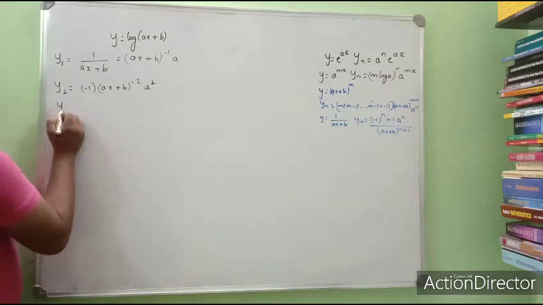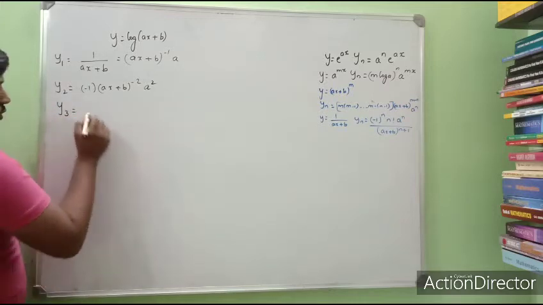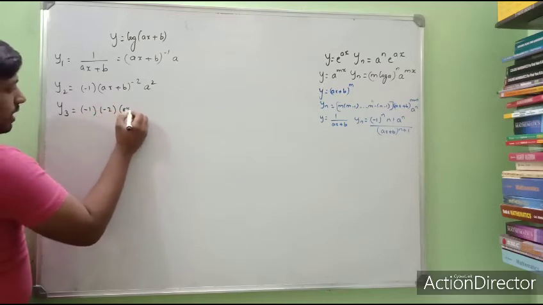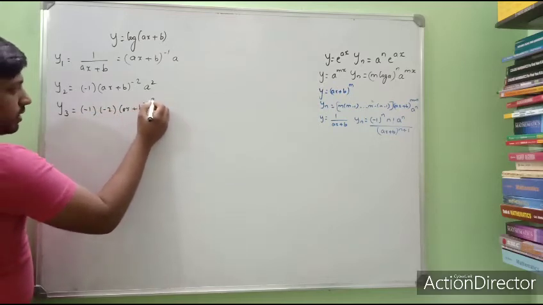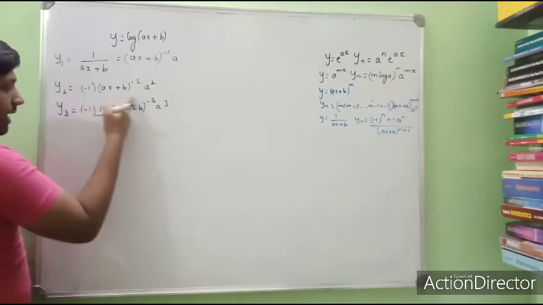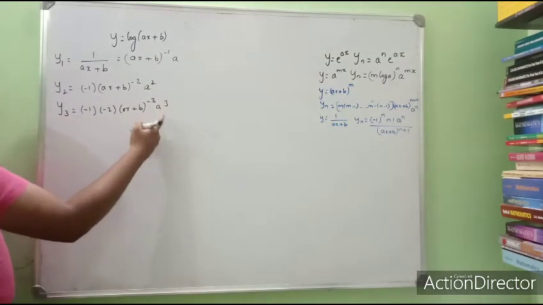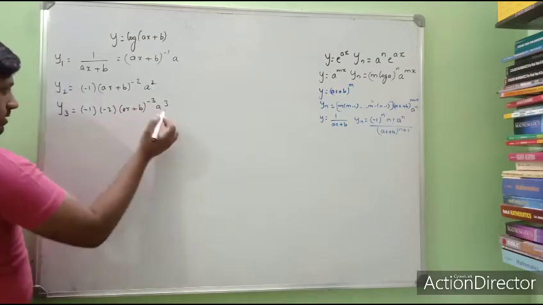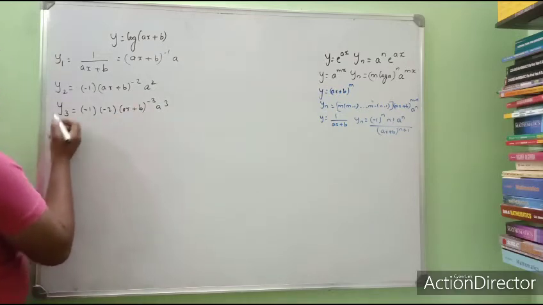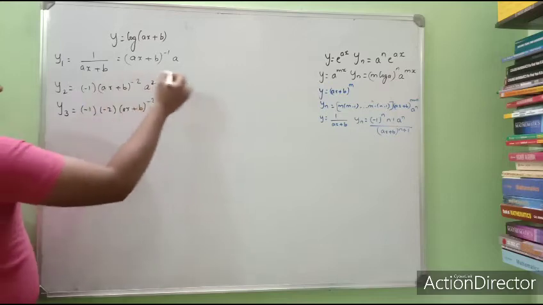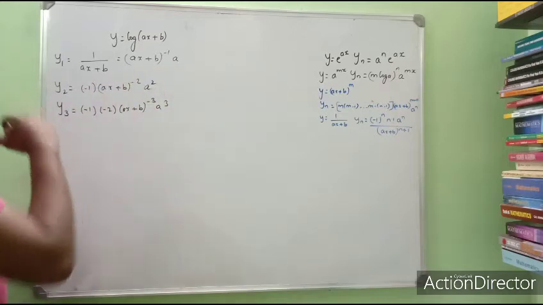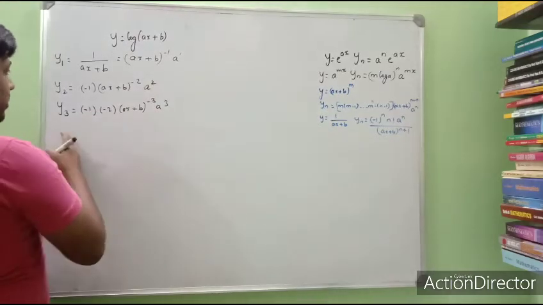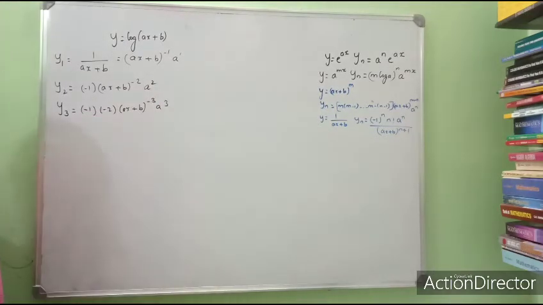Again, for the third derivative, we will be getting minus 1 into minus 2 into ax plus b to the power of minus 3 into a cube, because when we differentiate again we get another a. Understanding? Yes. So the pattern continues: a to the power of 1, a to the power of 2, a to the power of 3, and it goes on like this.